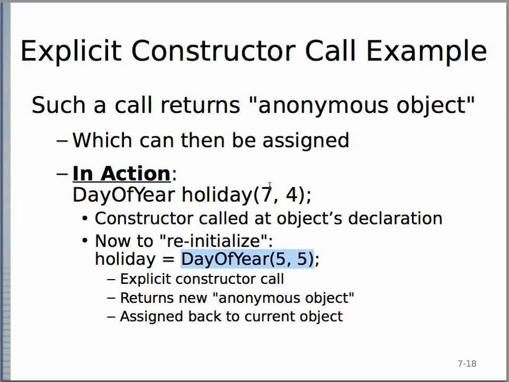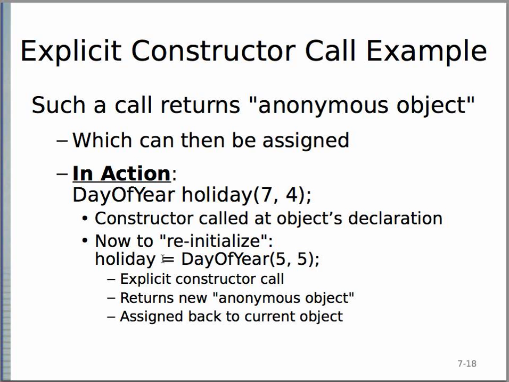One is holiday with 7 and 4 inside it. Now you create another object, 5 and 5. It's a totally different object, and then you're saying, okay, now holiday is going to be that object that's assigned back to holiday. So yeah, I guess you could say that you can call the constructor explicitly. This is a very special case. It's not exactly the same as a regular function call. It works completely different. You are creating a new object, and then you're saying that, well, okay, holiday is this new object.